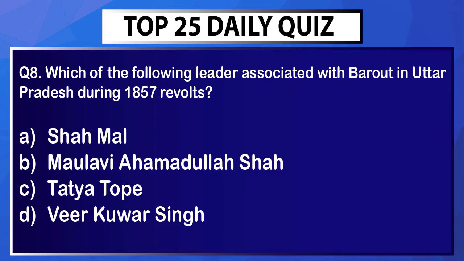Question 8th. Which of the following leaders was associated with Baraut in Uttar Pradesh during 1857 revolts? Option A. Shah Mal. Option B. Maulavi Ahmadullah Shah. Option C. Tatya Tope. Or option D. Veer Kuwar Singh. The correct answer is option A. Shah Mal.